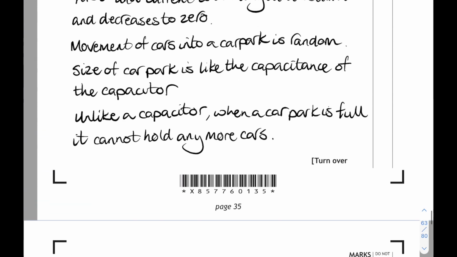And remember, you can continue your answer. If you've got time at the end of the paper, continue it at the back of your answer booklet. Just make sure you label the question again. It was 13D and it was the capacitor's open-ended question.